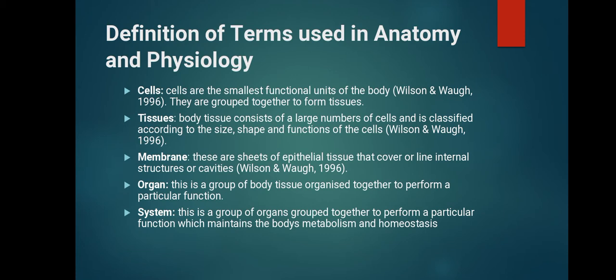And then an organ is a group of body tissues organized together to perform a particular function. I'll give an example of the eye. The eye is an organ, so the eye has a lot of cells that help us to see, to close our eyes. They are grouped together to form tissue. So the function of the organ, which is the eye, is to see. A system is a group of organs grouped together to perform a particular function which maintains the body's metabolism and homeostasis.